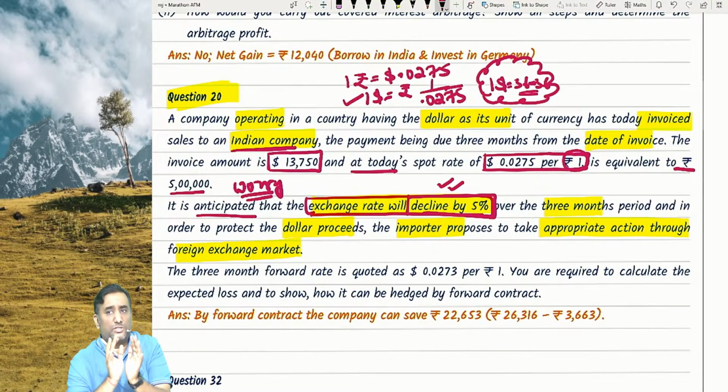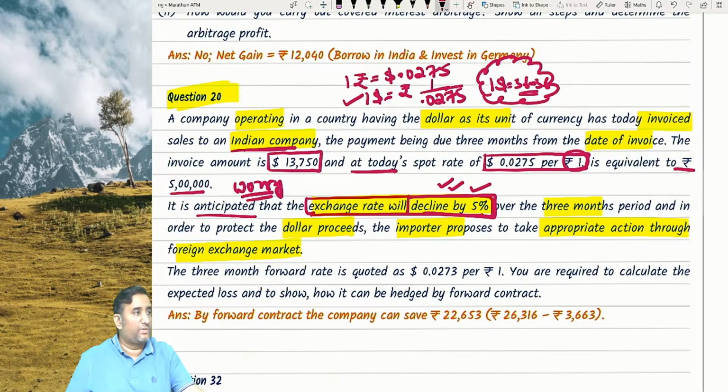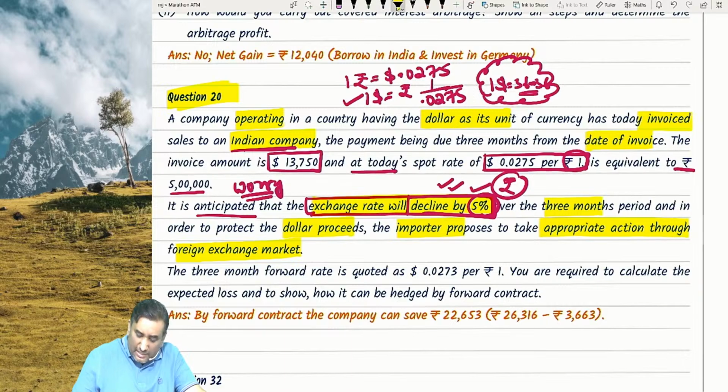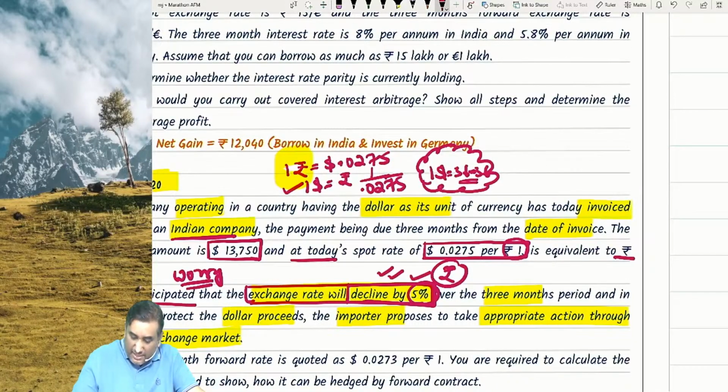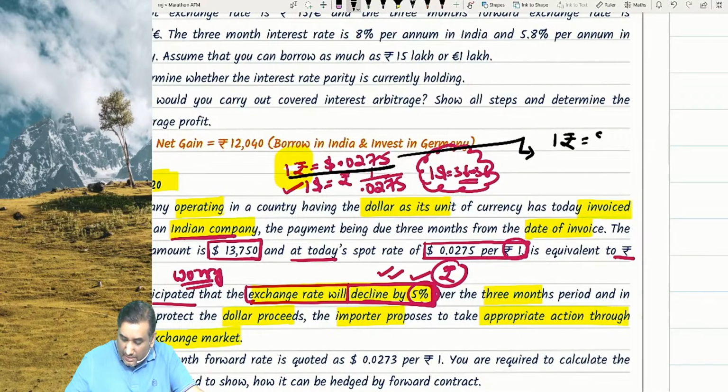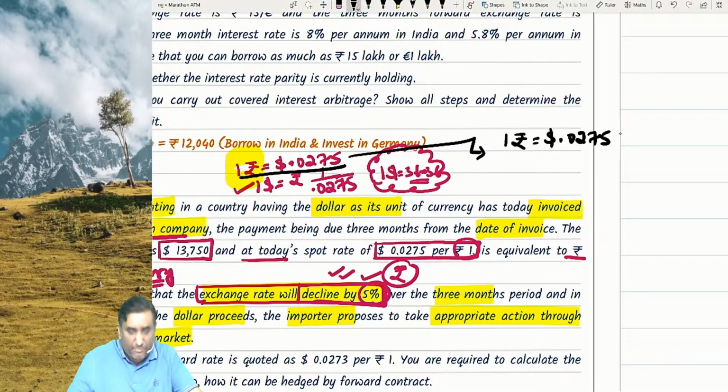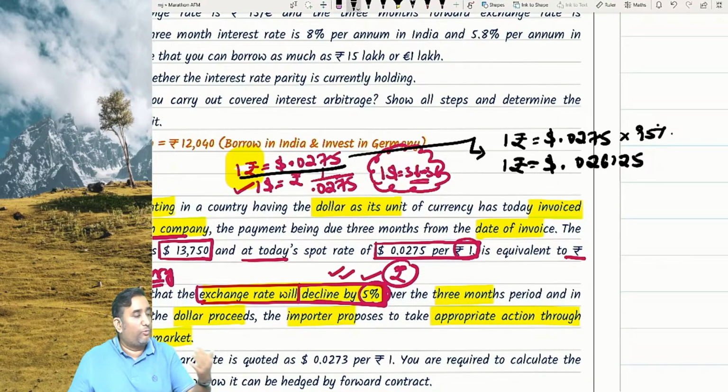$1 = 70 becoming 75 is a position of worry for the importer. That means the dollar is at a premium, the rupee at a discount. He's worried the rupee will decline by 5%, and coincidentally the rupee has to be on the left hand side, and he gave rupee on the left hand side. That means whatever first rate he has given, this will decline by 5%. Anticipation is that after 3 months this 0.0275 will become lower. How much decline? 5%. It's not proportionate because it is over a 3 month period, so it's 95%. That means he expects the rate to become 0.026125.